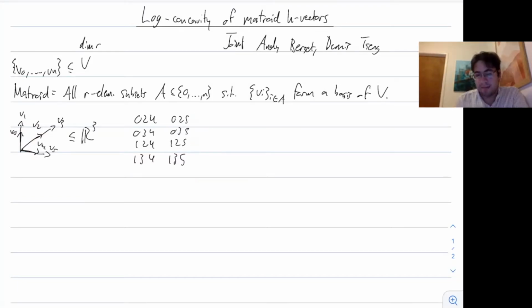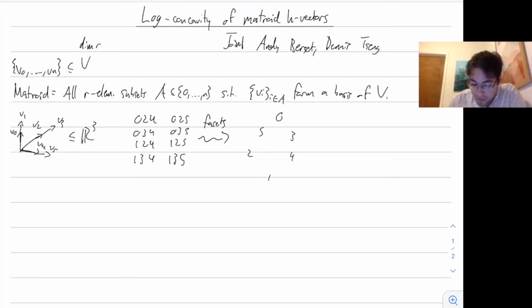Given these 3-element subsets, what we can do is form a natural simplicial complex where these are the facets of the simplicial complex. In other words, we're going to take vertices 0, 1, 2, 3, 4, and 5, and we're going to join every triple together that forms a basis, take that triangle, and fit 8 triangles together and see what we get.